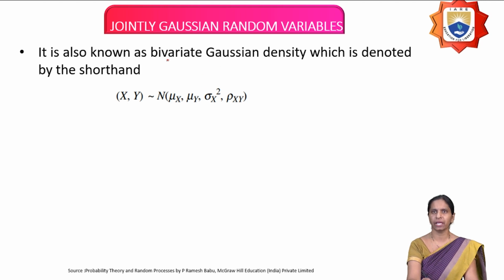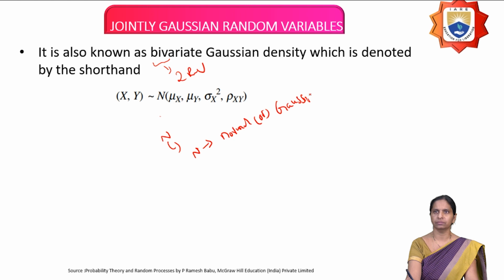Now, instead of writing the full expression, I can represent the joint Gaussian density function of the two random variables in shorthand by N. N represents the normal distribution, which is also called the Gaussian. Here mu x indicates the mean of x, mu y indicates the mean of the random variable y, and sigma x square is the variance of the random variable x.